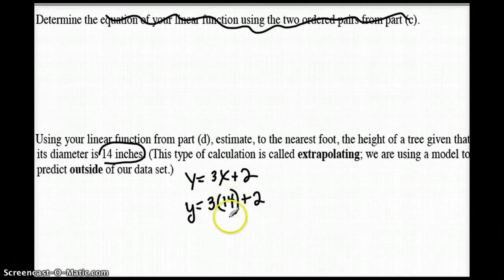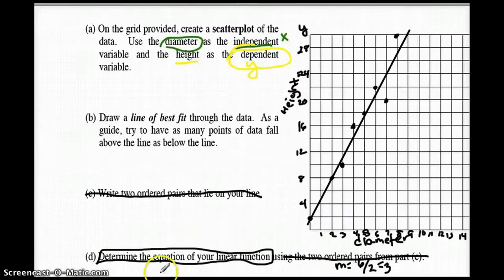So 3 times 14 is 42, plus 2 equals y. So according to this, the height of our tree should be 44 when the diameter is 14. Now let's take a quick look back at the graph and see if that makes any sense. So it's 14 comma 44. Well, 14 would be here, and you see 44 is way up there. But if you estimate it up, you'd be able to see that it probably is going to fall somewhere around where this line would go if it was extended.